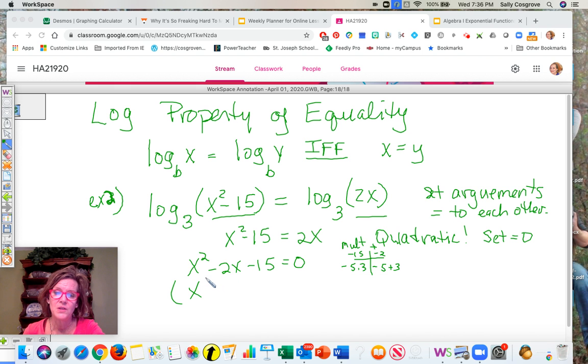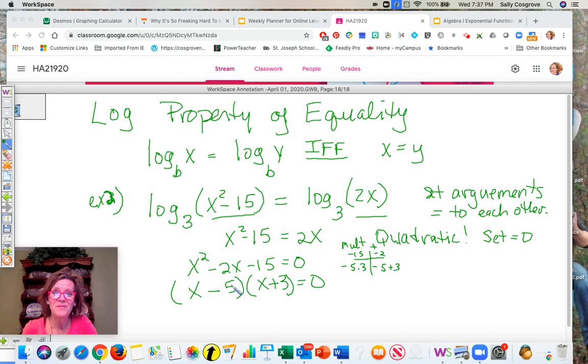When the leading coefficient is 1, these are my factors. So (x - 5)(x + 3) = 0. Just double check: x squared, 3 minus 5, yeah, that's negative 2, minus 5... Okay, so we factored it correctly.